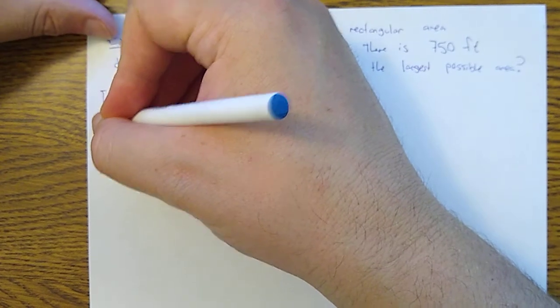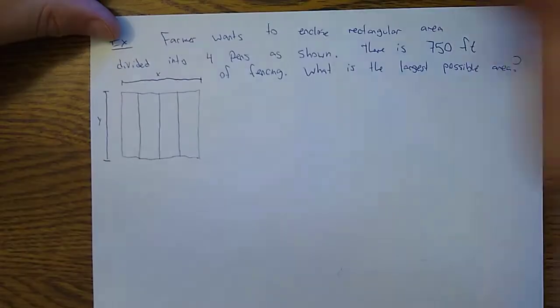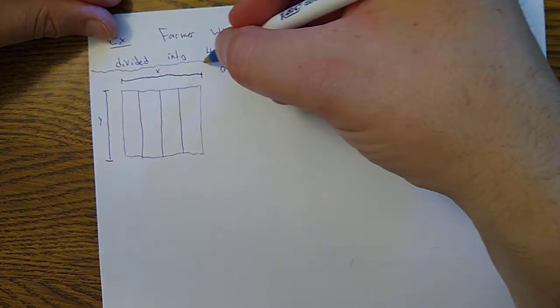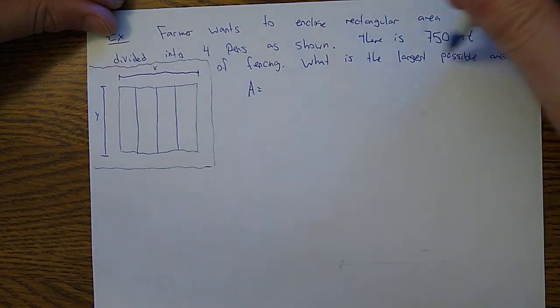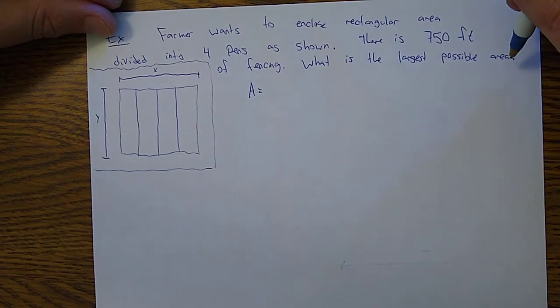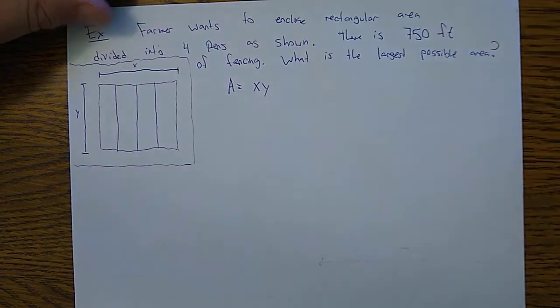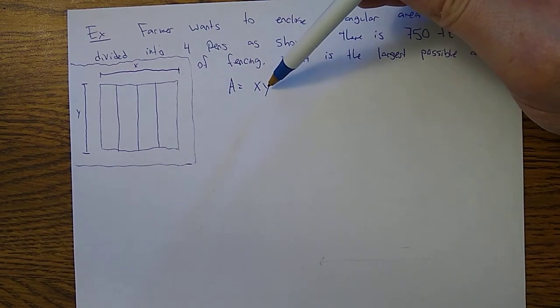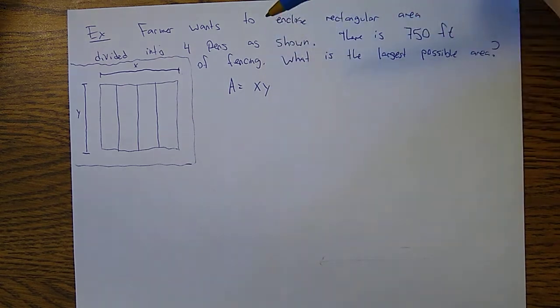So if I call this y, and I call this x, I want to talk about the area. I want the largest possible area, so I want to maximize the area. The area would just be x times y. But as usual, I took the thing that I want to maximize or minimize, and I see that it's in terms of two variables. I want just one variable.